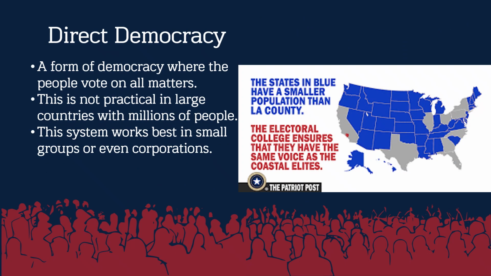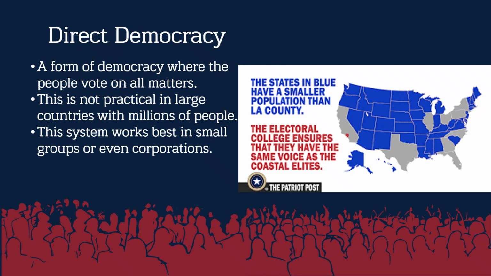In a direct democracy, a form of government where all people vote on all the matters, it's great for small groups and corporations. It is not practical for large nations with hundreds and millions of people. For example, in the United States, if we wanted to pass a law in this form of government, it would require 300 million Americans to vote on every law.